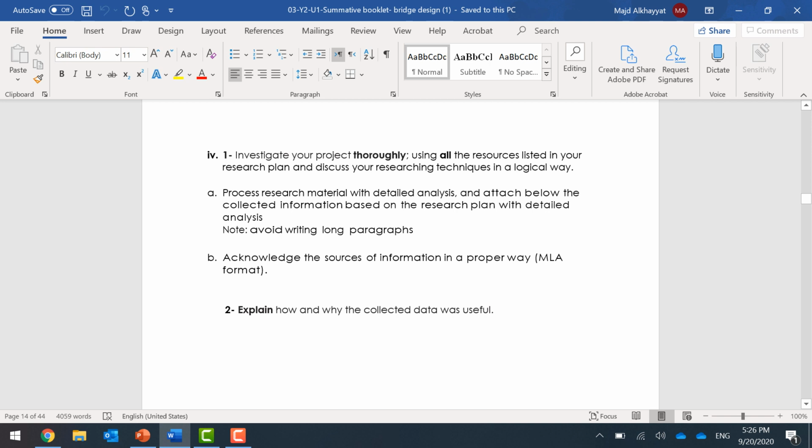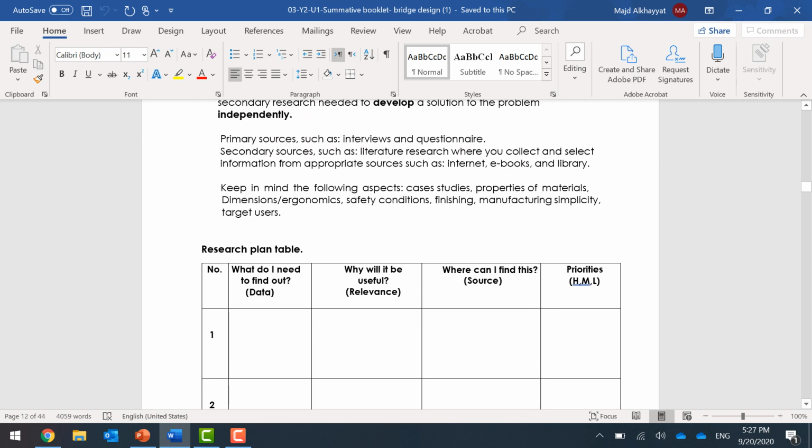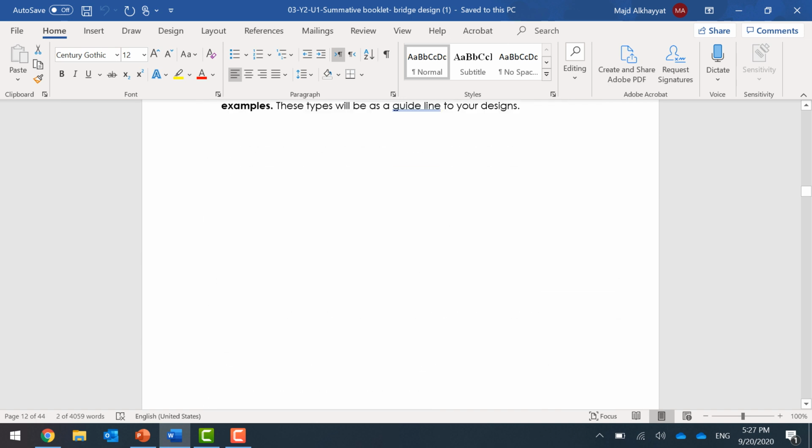2. Explain how and why the collected data was useful. Why do you think it's important for us to research, whether it was the research that we made in the research table? How will it be useful that we research about case studies here in the table? Why is it useful to research about dimensions and ergonomics? Why is it useful to research about manufacturing simplicity or any aspect that you chose to research about?